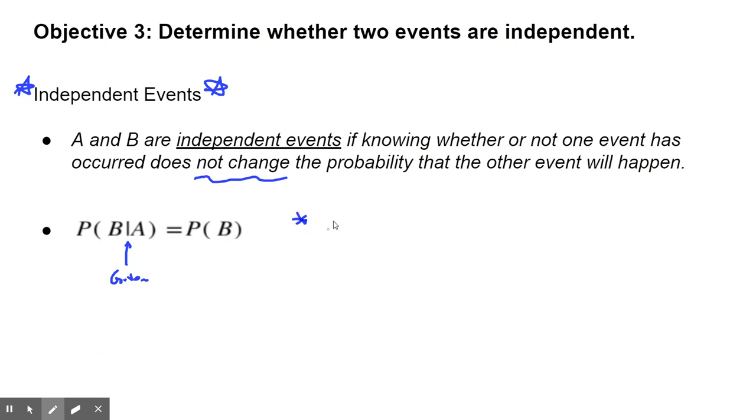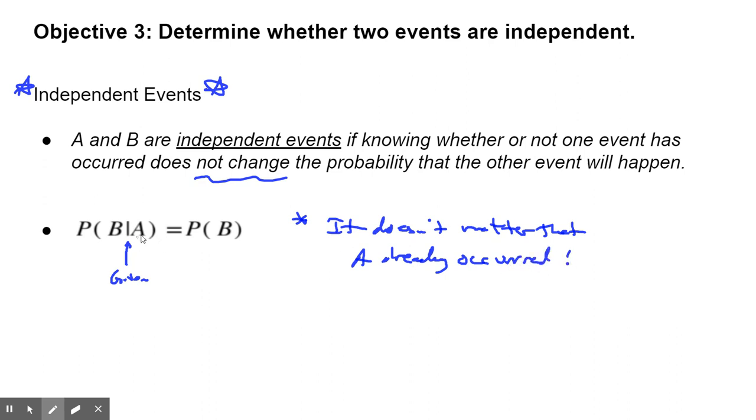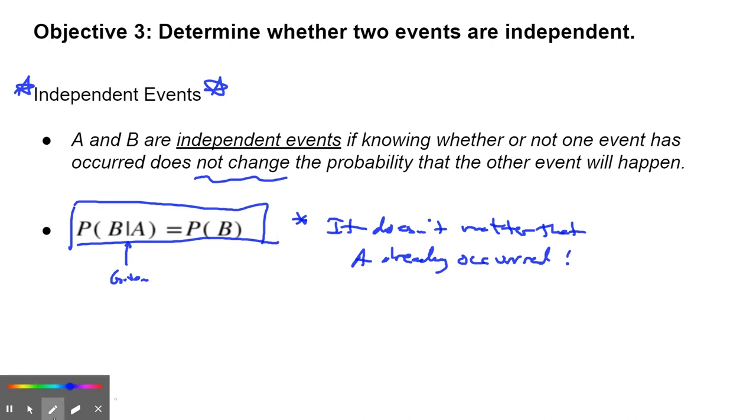What this means is it doesn't matter that A already occurred. A has no influence on B. The probability of B stays the same. This is an important test to see if your two events are independent, and we will use this test in our future examples.